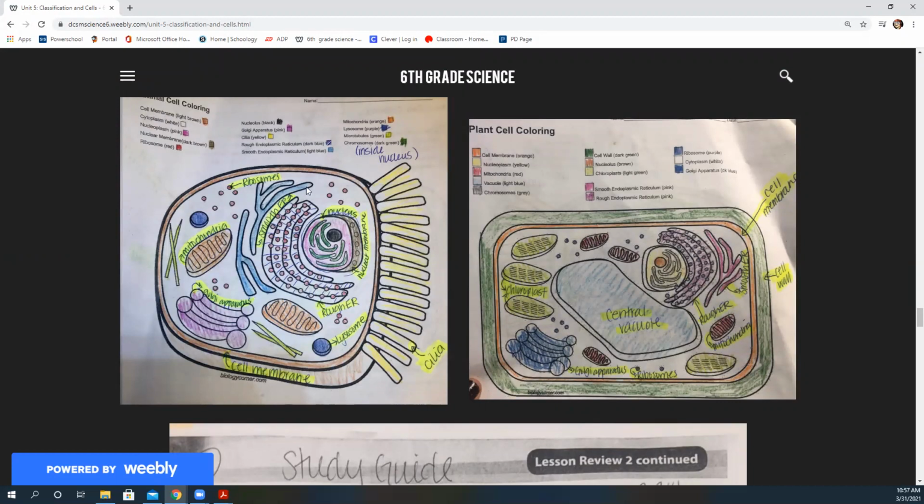The smooth endoplasmic reticulum looks like a noodle, kind of just like this one does, right? Except it has no bumps. That's how we can tell the difference between them, at least when we look at a cell.